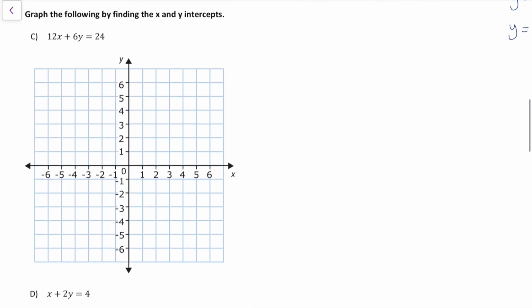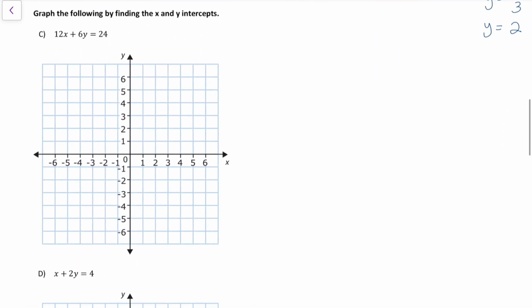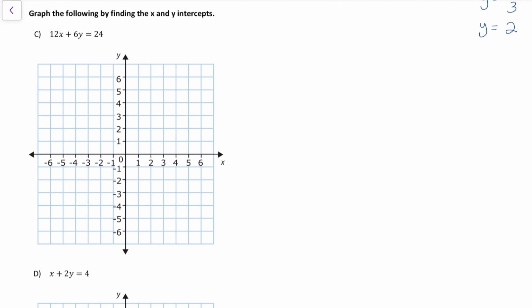Another way that we can graph is by finding the X, Y intercepts. Essentially, what we're doing is creating a table of values with only 2 points. We're checking where it intercepts the x-axis and where it intercepts the y-axis. So what does that mean?